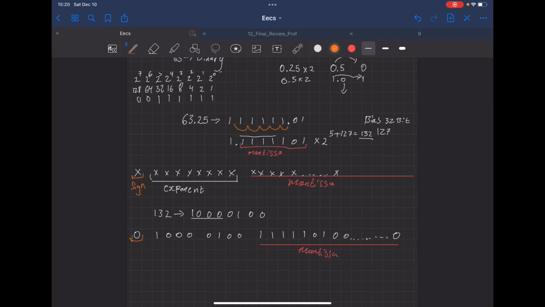This is the sign bit, and it's positive. And here is the exponent with the bias, of course. All right, great.